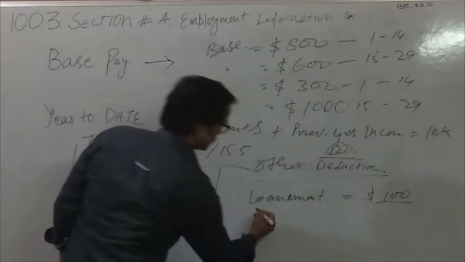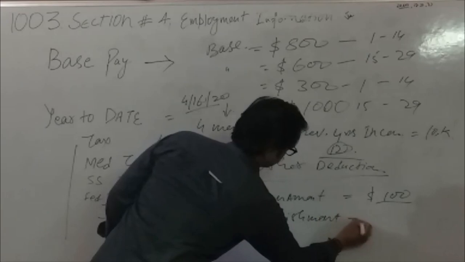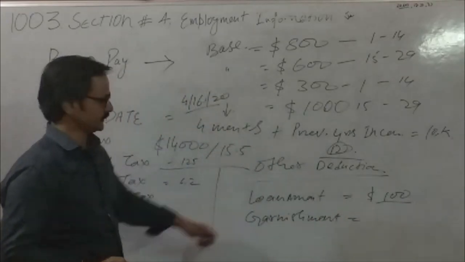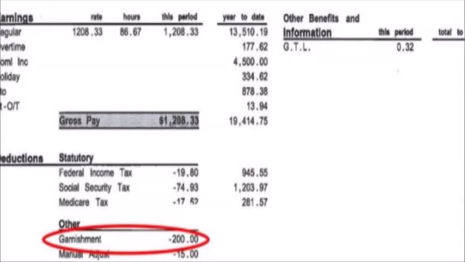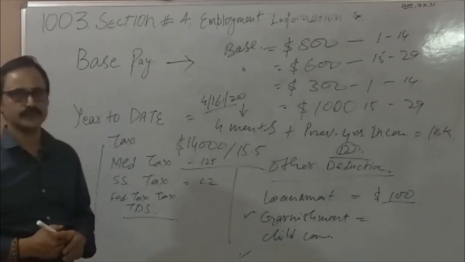Okay, then there could be another item, garnishment. If there is a garnishment, then it is an alert for us. Garnishments are going to be child care, divorce payment, or alimony payment. So we always need to check if there is any garnishment that needs to be considered as an expense, like child care, right? Or any other deduction which you think is permanent or temporary, like a uniform deduction. Those are one-time deductions, and if these are one-time deductions, they need not be considered.